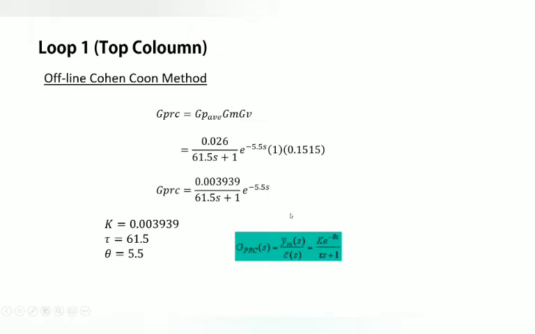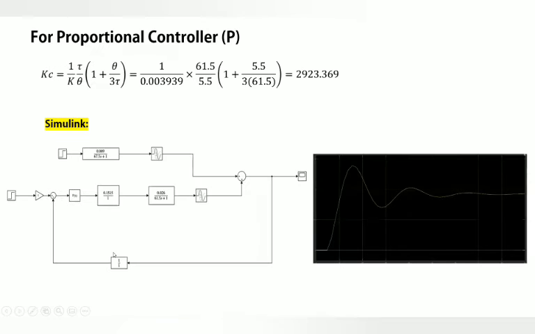So by comparing both of these, we will obtain the K value, which is equal to 0.003939, the tau value equals 61.5, the theta value equals 5.5. Moving on to the P controller, by using the Cohen-Coon tuning formula, substituting the values from the previous slide into this equation, we will obtain this value, and this value will actually be substituted inside the P controller Simulink.